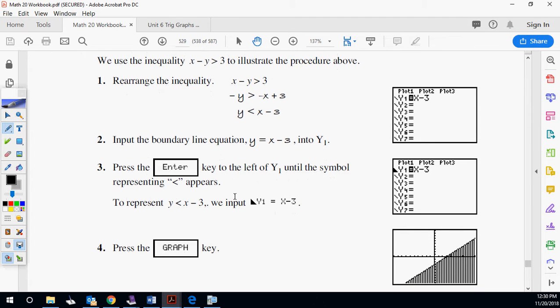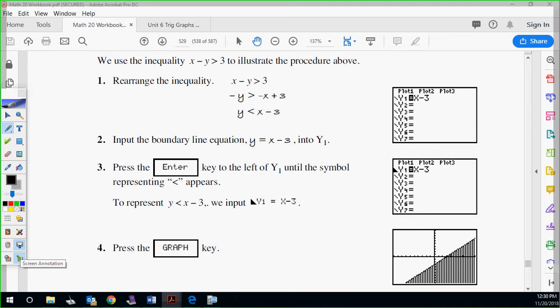We use the inequality x minus y greater than 3 to illustrate the procedure above. Rearrange it so y is by itself. So we subtract the x, divide by negative 1, so we flip the inequality. That's what's going on right there. So this right here is what's going into y1. I'll walk you through it, and then I'll do it with you so you have two ways to look at it. So then we do that, y1.